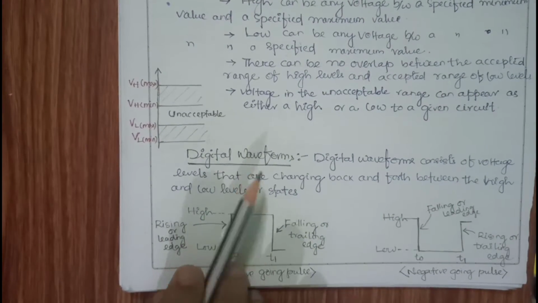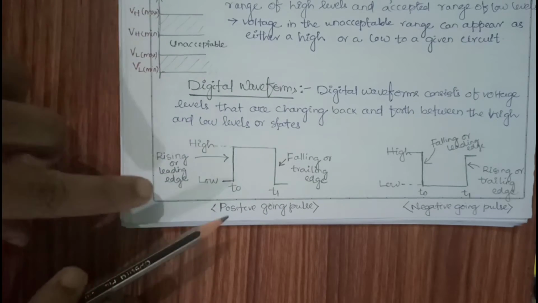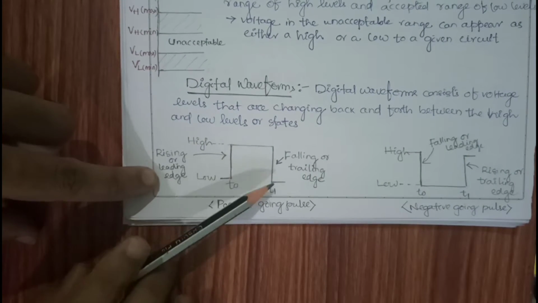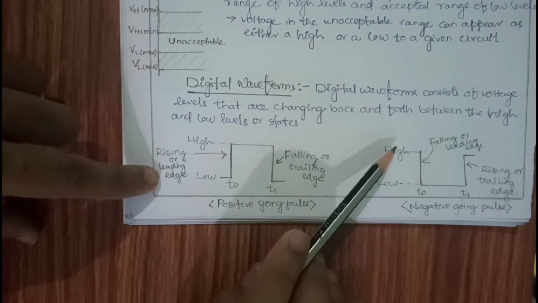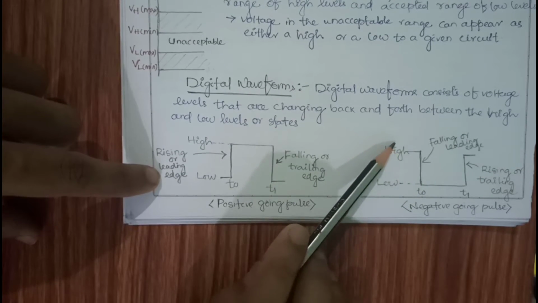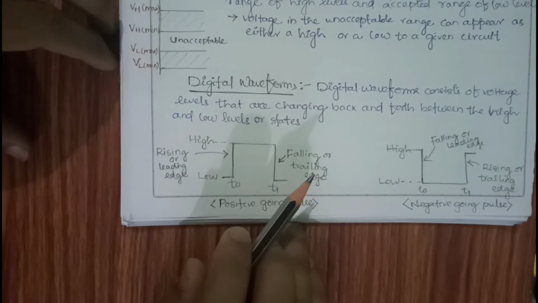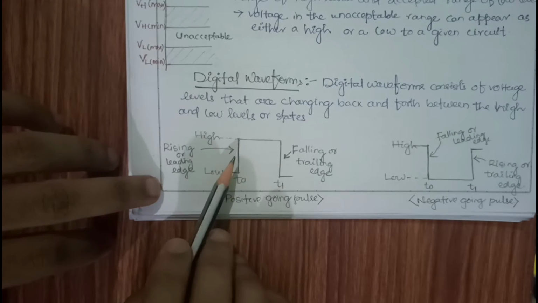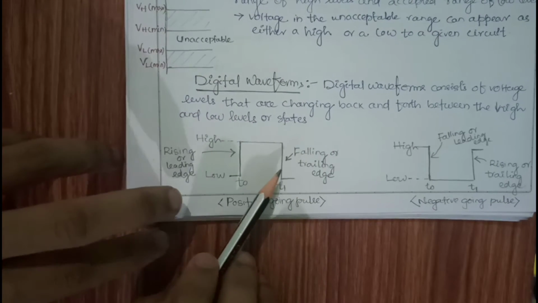Now the digital waveform. What is a digital waveform? When a signal pulse ranges from low to high and back to low, or high to low and back to high, meaning there is a change in the magnitude of the voltage level, then it is called a digital waveform. In a digital waveform there are edges: when a signal changes from low to high or high to low, that is called an edge.